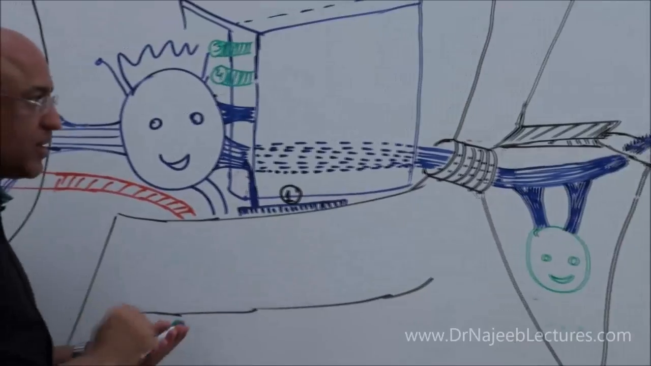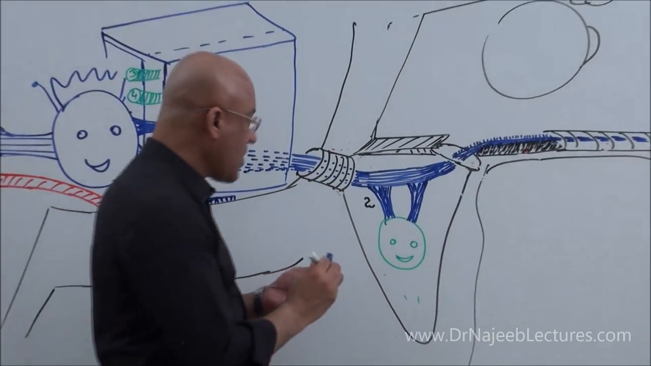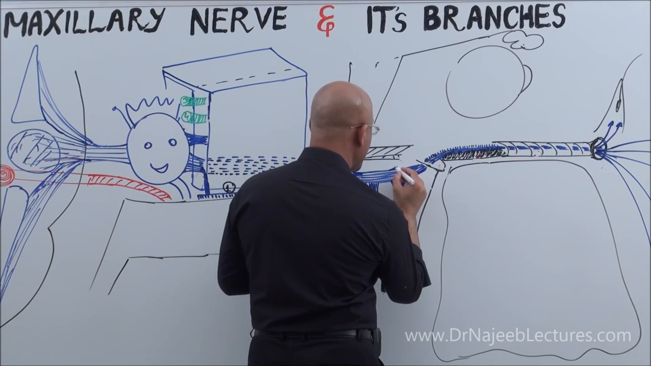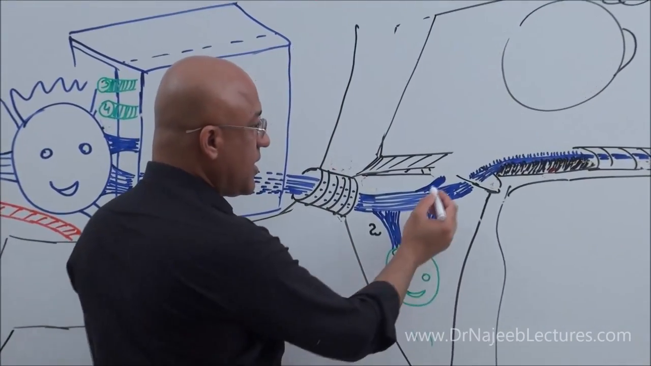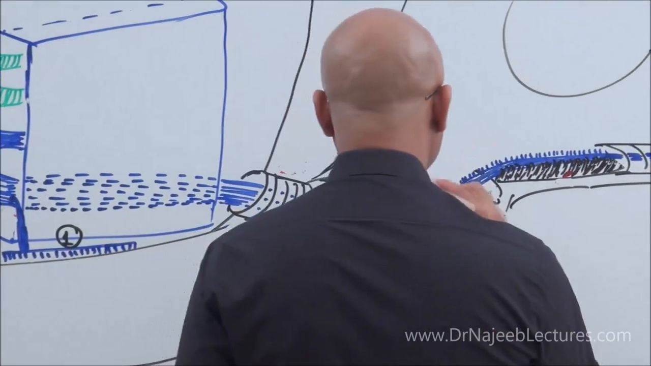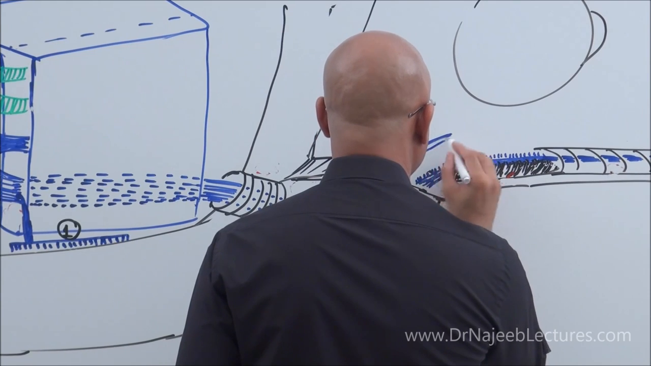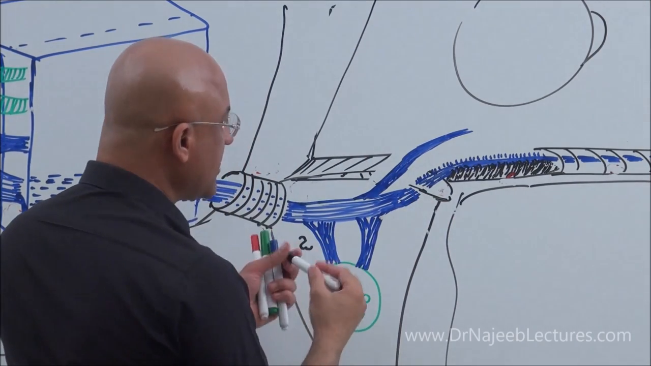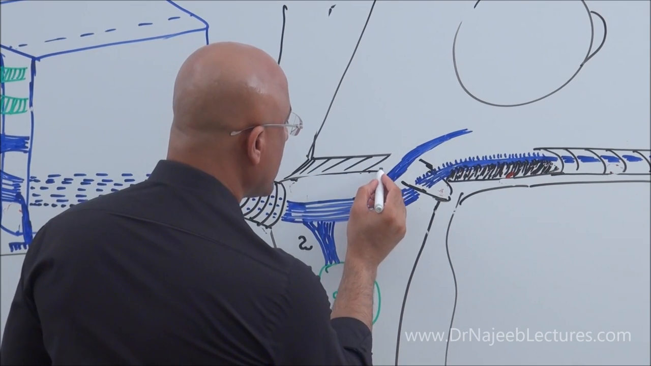First branch was the dural branch. Second is, what is this? Ganglionic branches. Then third from here, within the pterygopalatine fossa, the main trunk of the maxillary nerve gives another branch superiorly, which is going up. And this branch is called the zygomatic branch. What is this called? Zygomatic branch. And this zygomatic branch enters the orbit through the inferior orbital fissure.